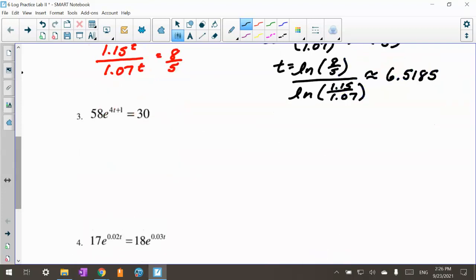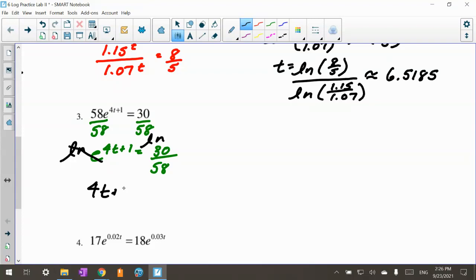Let's look at number 3 here. Whoops, sorry. Why is it doing that? I see I can do some normal math and divide by 58 on both sides. So now I have e to the 4t plus 1 equals 30 over 58. Now I can't do any more normal math. I can start natural logging on both sides. But because the natural log of e is 1 and they undo each other, I can say thanks for playing. And that essentially is gone. I can write this side as 4t plus 1 equals the natural log of 30 over 58.